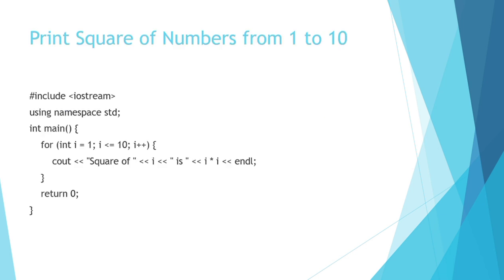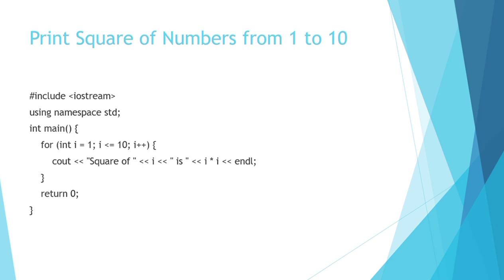Print square of numbers from 1 to 10. for (int i = 1; i <= 10; i++). This is a for loop. It is used to repeat a block of code a specific number of times. The loop starts with i initialized to 1. This means the first iteration will start with i equals 1. The loop will continue to execute as long as i is less than or equal to 10. So, the loop will execute 10 times in total.